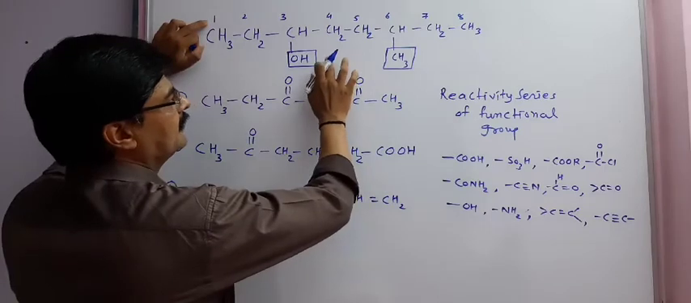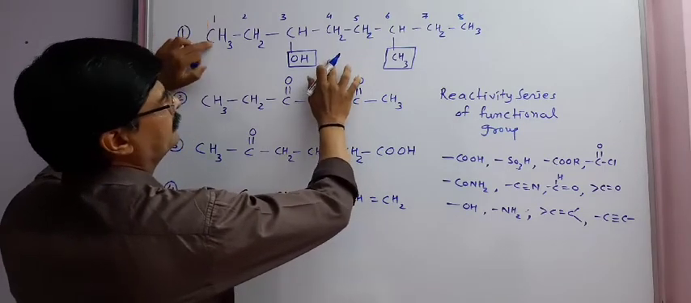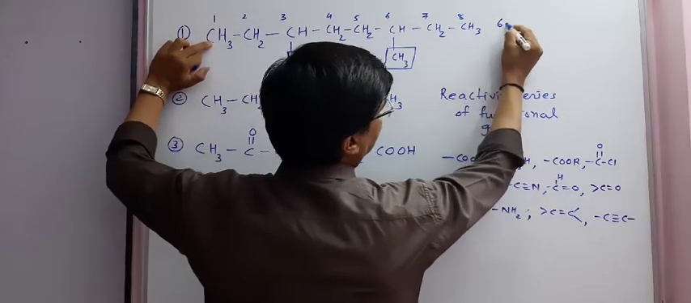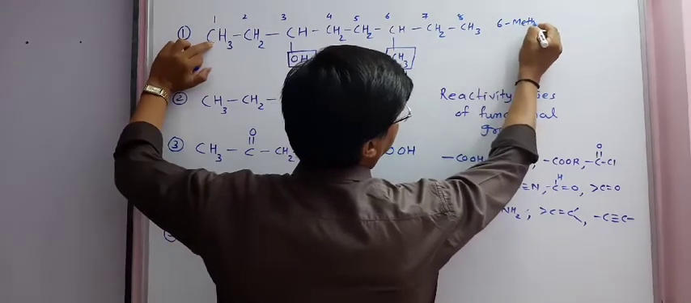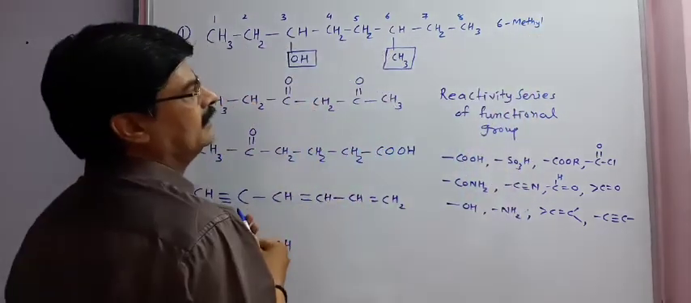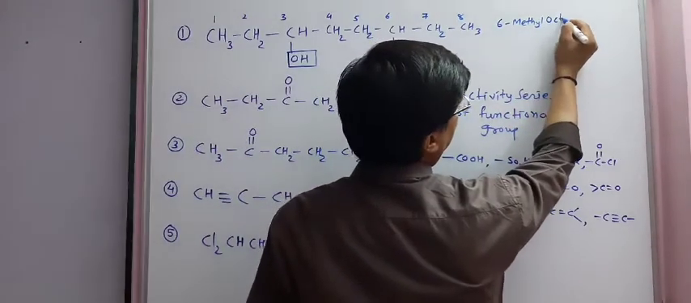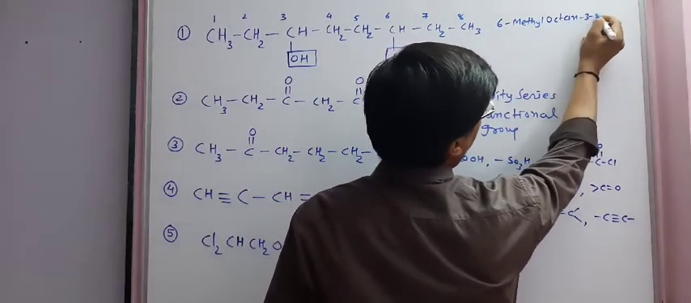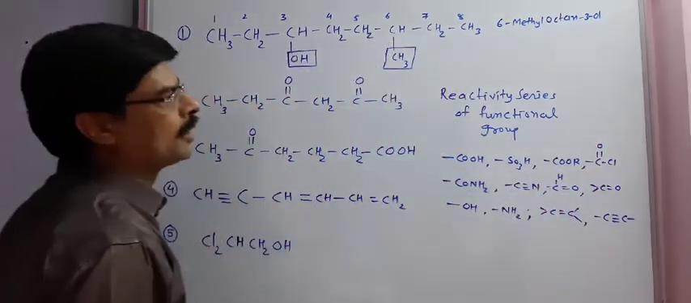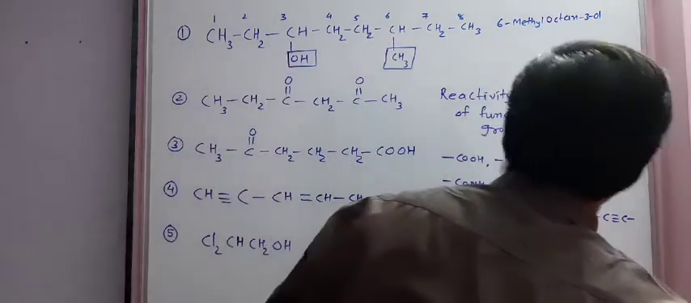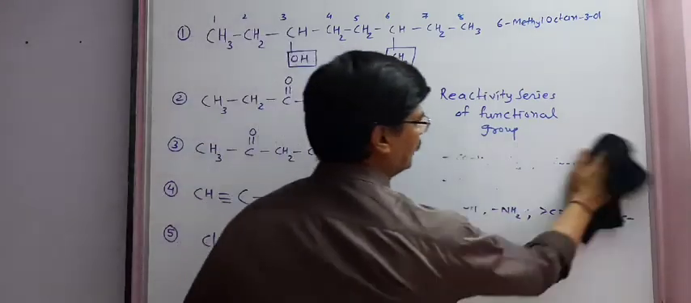So IUPAC name of this compound will be 6-methyl octane 3-ol. Methyl octane 3-ol. Now IUPAC name of second compound.